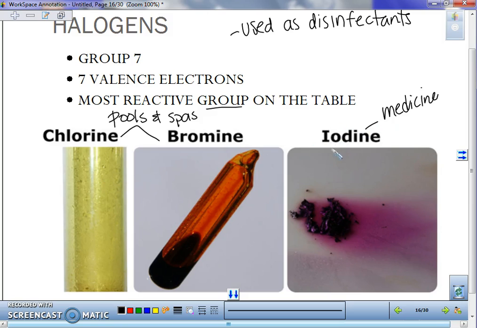Iodine is used in medicine. Solid iodine is purple, but whenever it's mixed in solution or an alcohol solution, it turns an orangish brown color. So if you've ever had surgery or if you've ever donated blood, oftentimes your skin will be cleaned with iodine in order to disinfect the area, and it will stain your skin, so you'll have kind of an orangish, yellowy, brown color until the skin cells that have been stained die and are just sloughed off over time.